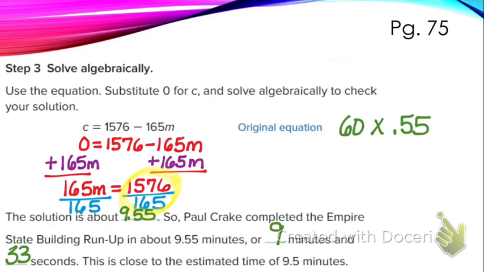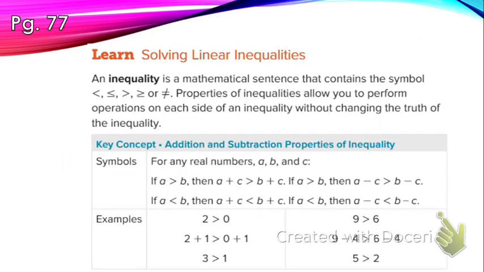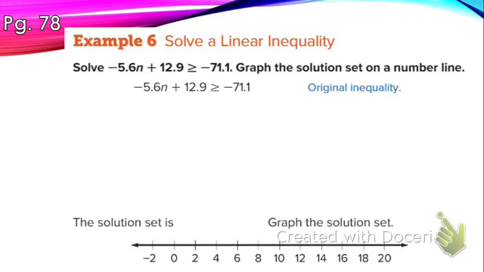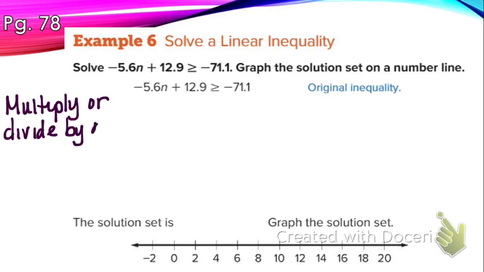All right, let's talk about inequalities. So let's flip in our books all the way to page 78, and let's talk about a linear inequality, which is a little different from an equation. Now, what I want you to write in your notes is that when you multiply or divide by a negative, inequalities are special because when we multiply or divide by a negative, we have to do something.